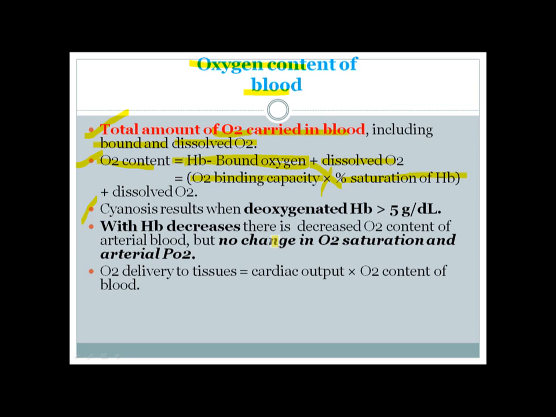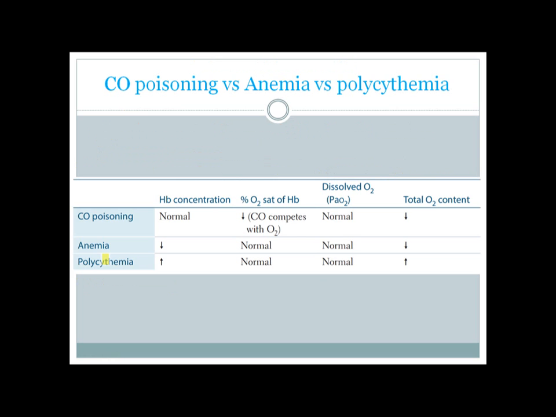And cyanosis results when the deoxygenated hemoglobin is more than 5 grams per deciliter. And if hemoglobin decreases, there is decreased oxygen content of arterial blood, but there is no change in saturation of hemoglobin, and there is no change in partial pressure of oxygen in arterial blood. And we can calculate oxygen delivery to tissue by multiplying cardiac output with oxygen content of blood.